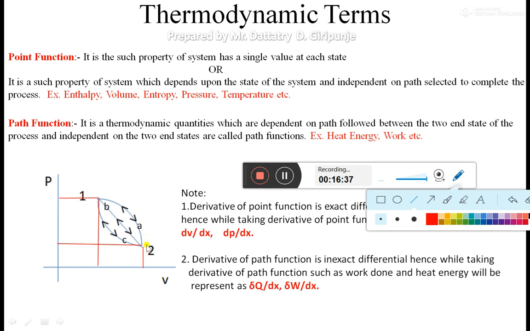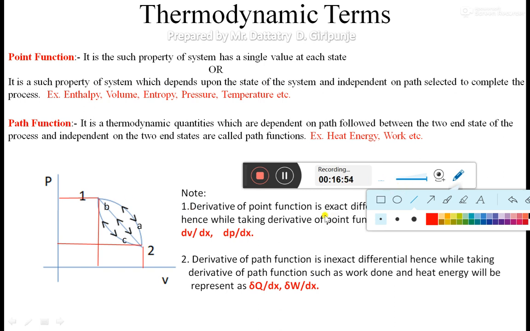Those characteristics are called a state function. Okay, so there are state functions. Other examples of state functions are enthalpy, volume, which we have seen, entropy, pressure, which we have seen, and temperature, and so on. These are point functions.